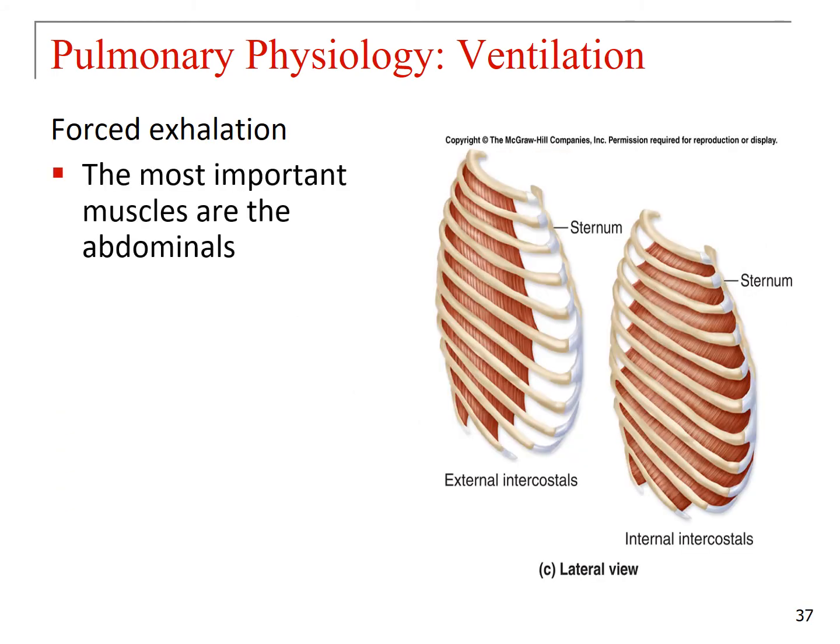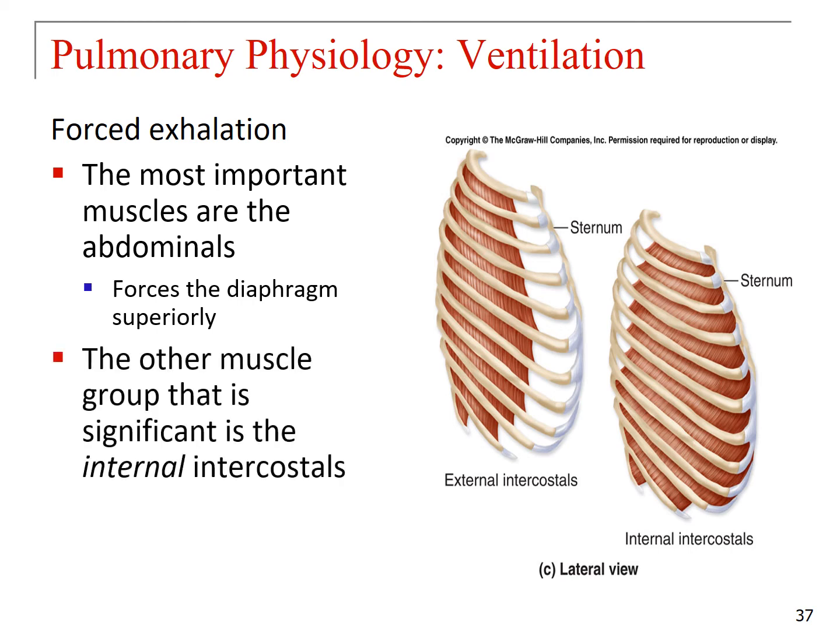Okay, with forced exhalation, this is not a passive process because what you're trying to do is move air out of the lungs faster for some sort of reason. Your most important muscles in forced exhalation are the abdominals because their compression will force the diaphragm superiorly. The other muscle group that's significant here is going to be the internal intercostals.